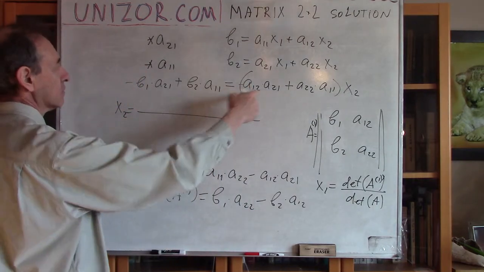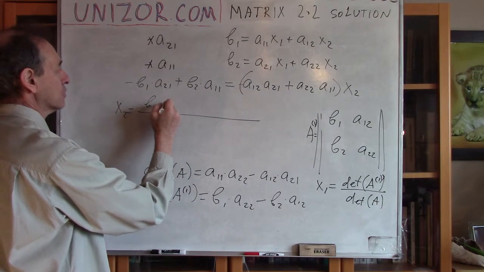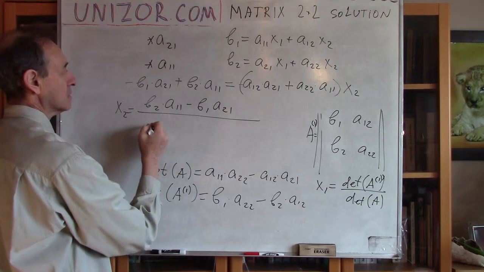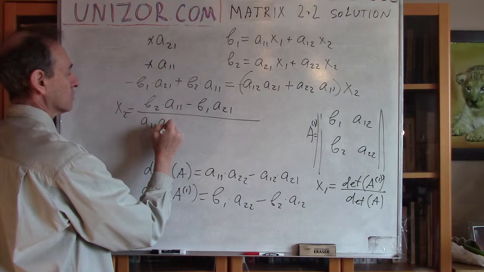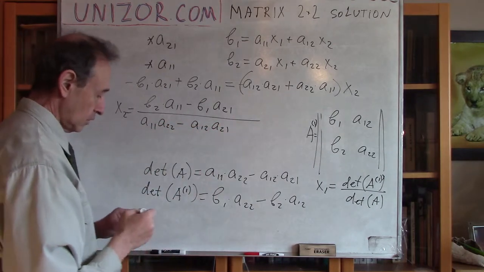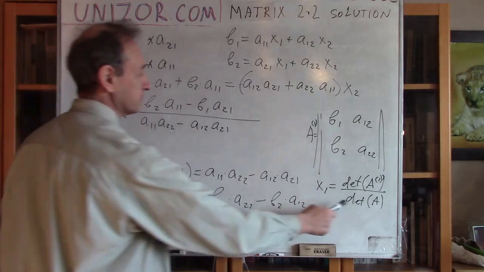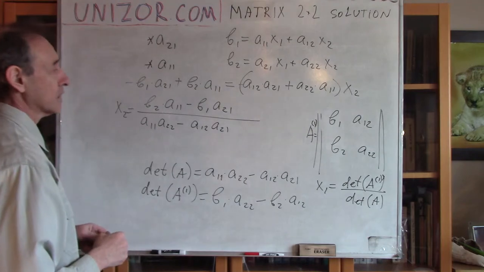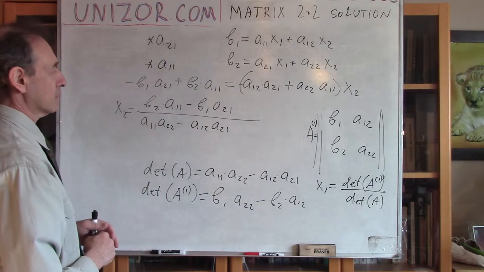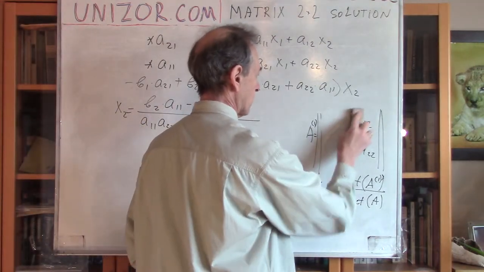So x2 is equal to, in the numerator, b2 a11 minus b1 a21, and the denominator is a11 a22 minus a12 a21. Well, lo and behold, in the denominator, I have exactly the same determinant of matrix A. Now here, what do I have here? Well, let me just use the same approach, but slightly different here.